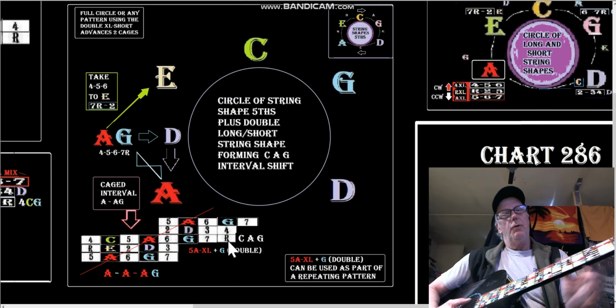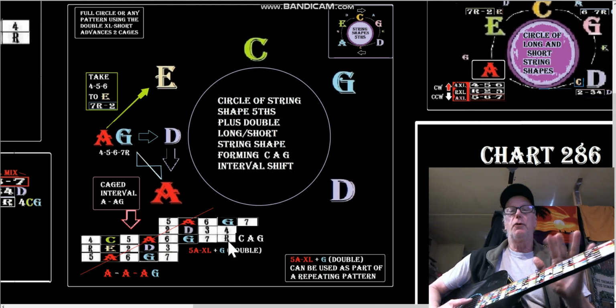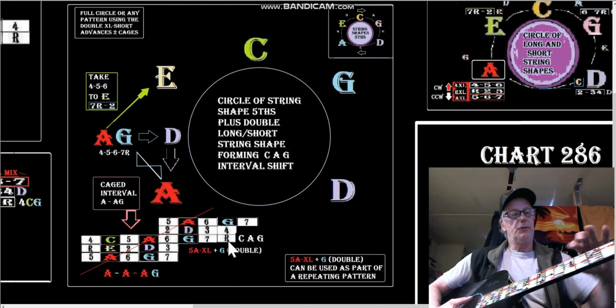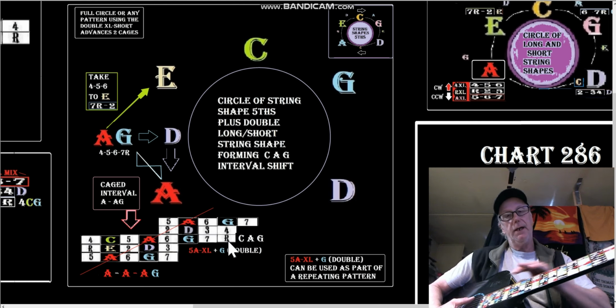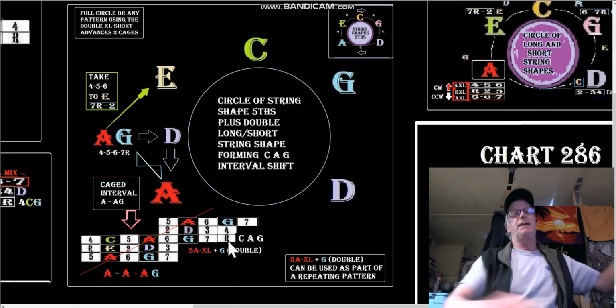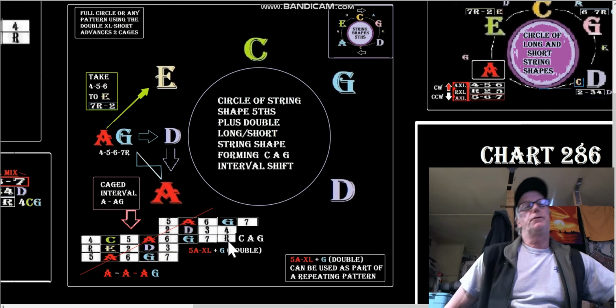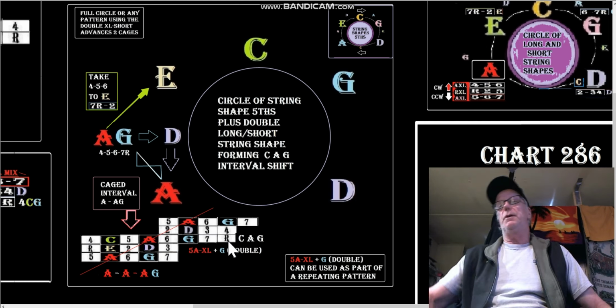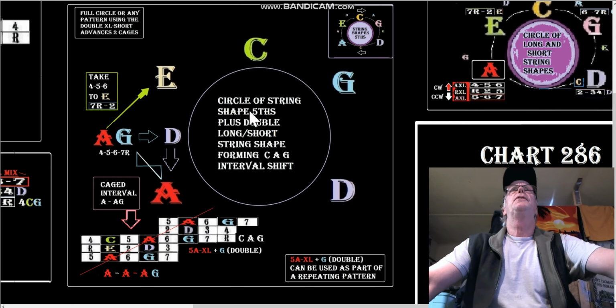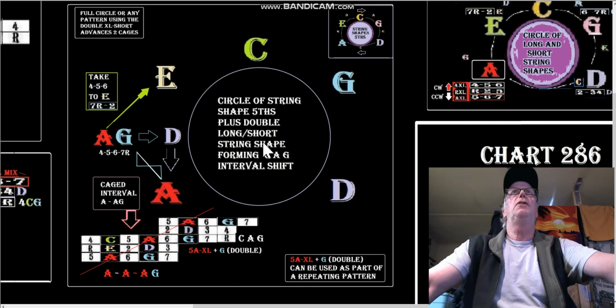So we're going to basically cover double shorts and then longs to short, longs like 4, 5, 6, but short leading into long and short coming out of longs. That we're going to cover in today's chart. But first we got to catch those charts up and see what happened here. So we got this circle of string shaped fifths plus double long short string shapes forming a CAG interval.